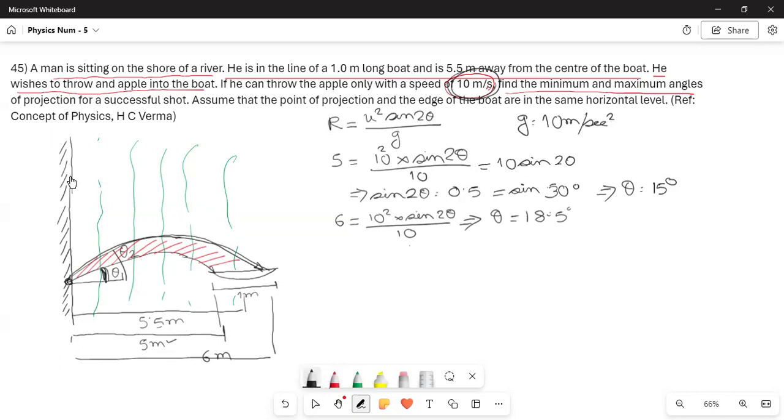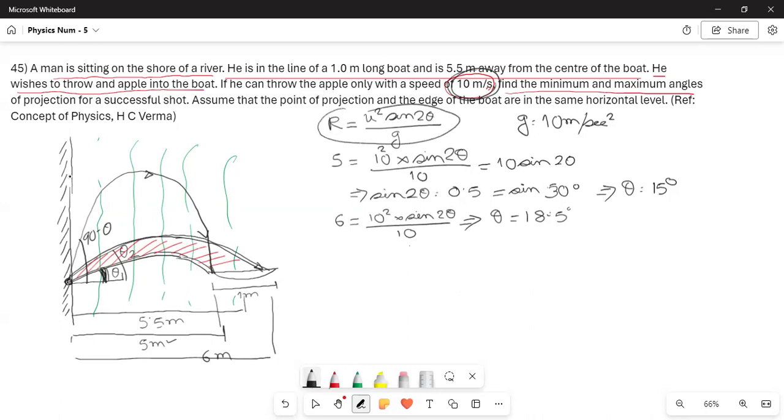Now there is a next tricky part of this question. See, in any projectile, if it is projected at an angle theta and it reaches the range R, then there is another angle of projection which is 90 minus theta, in which case also the range becomes the same. How? Look at this equation properly.